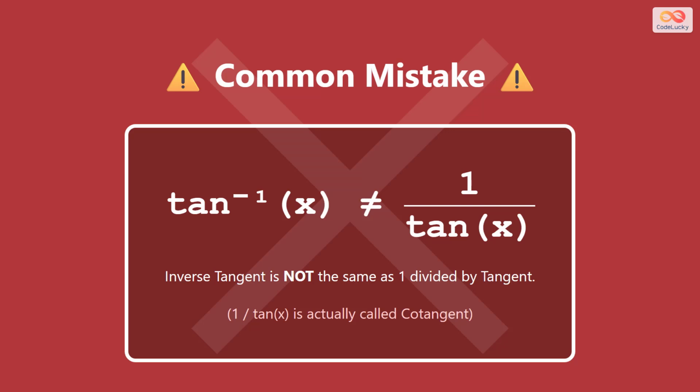A very common warning: do not confuse the notation. Tan with a -1 exponent does not mean 1 divided by tangent. That is a different function entirely, called cotangent. The -1 here represents the inverse function, not a reciprocal.